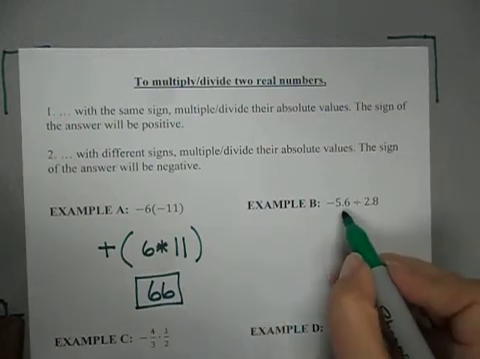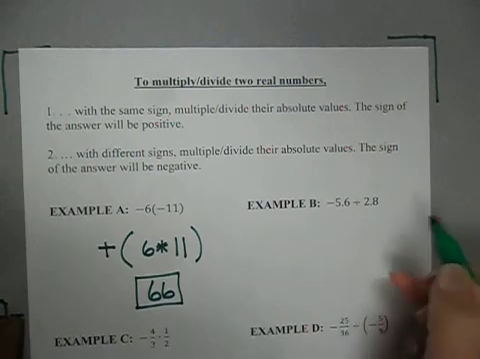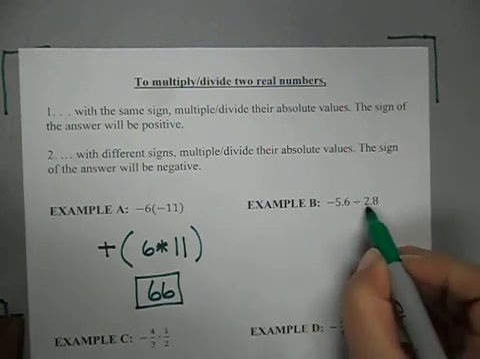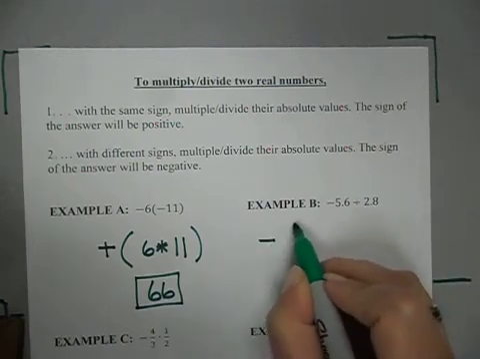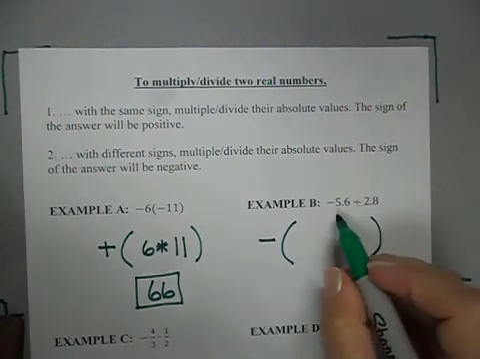And again, if you don't know, use your calculator to multiply those two numbers if you're not sure. All right, example B, -5.6 divided by 2.8. So different signs. One's negative, one's positive. So that means my answer will be negative. I'm going to put my parentheses, and now I'm going to divide their absolute values.